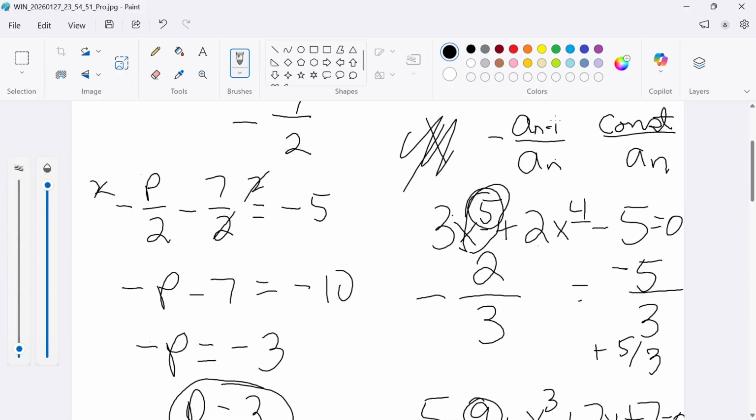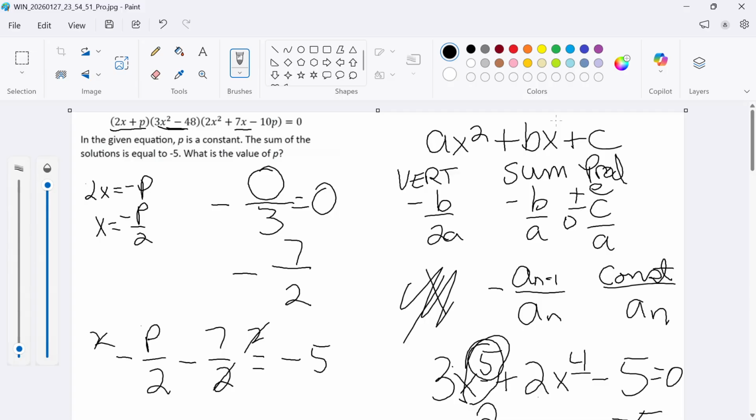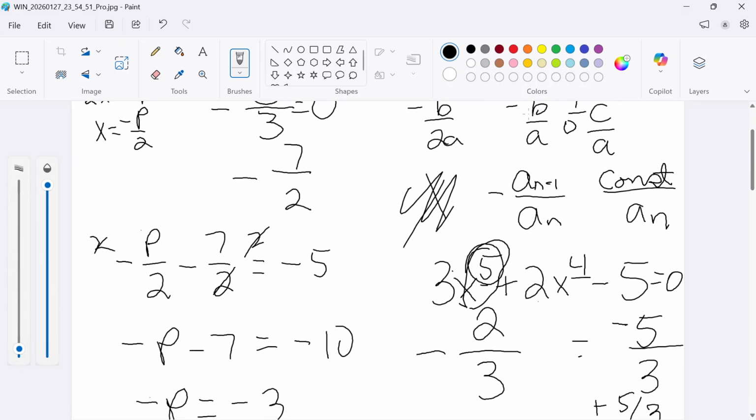P equals 3. So remember, the sum of the solutions, when it's a polynomial of degree 2 or higher, is negative a sub n minus 1 over a sub n. Negative on top, and on the denominator goes the number in front of the x or variable to the largest power. On top, whatever the next power down is from that, that's the number in front of that variable power. But if that isn't shown, then it's just going to be 0.